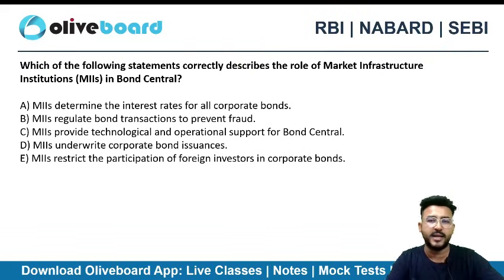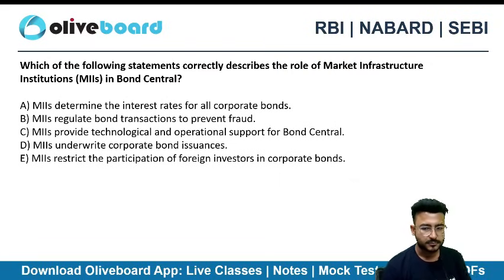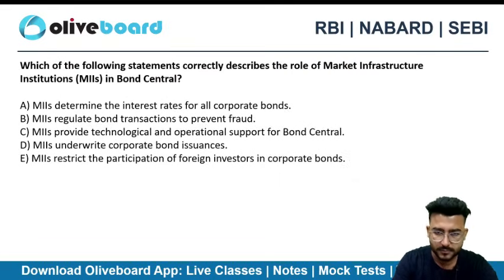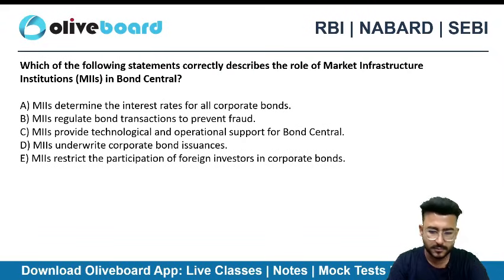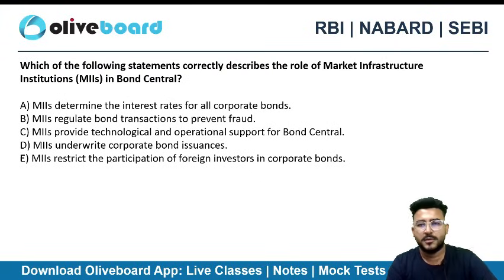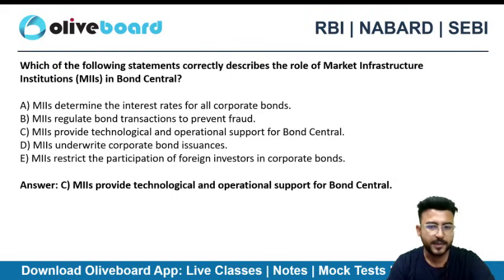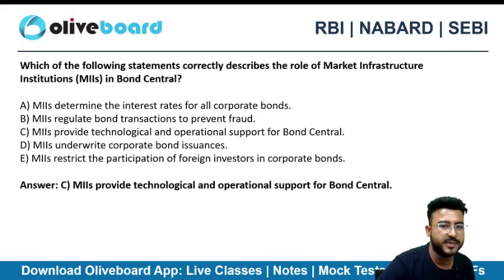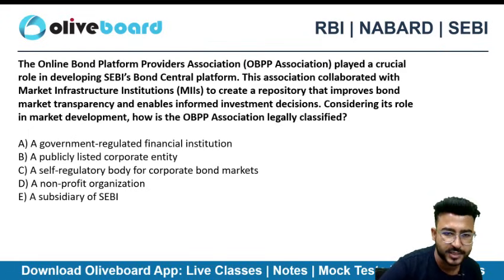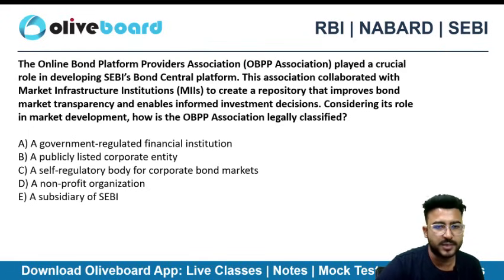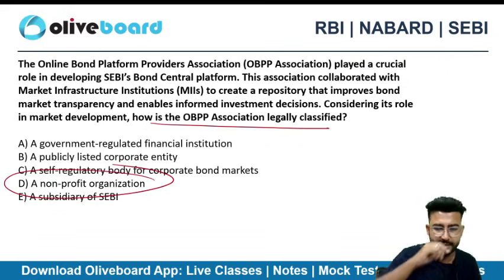Which of the following statements correctly describes the role of market infrastructure institutions in Bond Central? So they are giving the technology and operational support, right, for Bond Central, and that's what they can give. They do have the adequate infrastructure, right? Now the OBPP association, how is it legally classified? It's nothing but a non-profit organization, right?